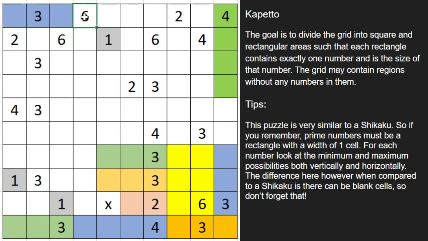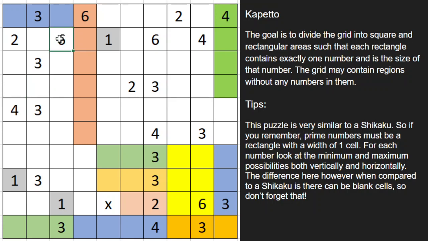And now this 6 looks pretty constrained because it can't come to the right. There's not enough space. And it can't be like a 2 by 3. There's not enough space like that. So it's forced to come down. And so we could fill all of that in as a region.